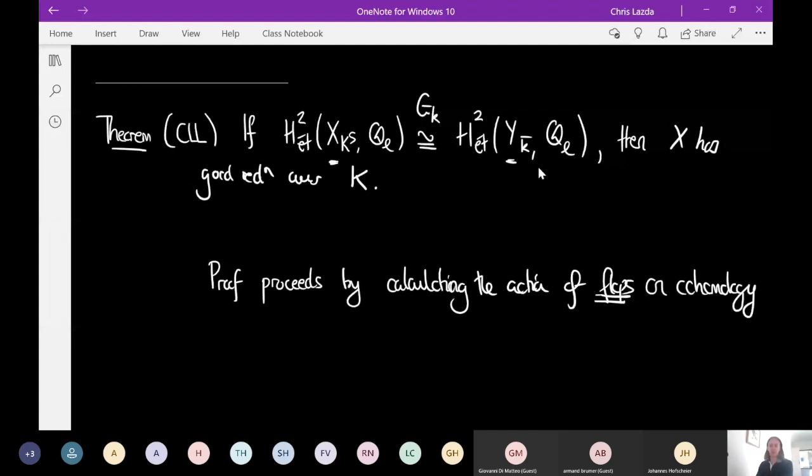So we don't have a simple criterion in the same way as the Néron-Ogg-Shafarevich criterion worked for abelian varieties, but there is still at least some sense in which we can detect good reduction by looking at cohomology.